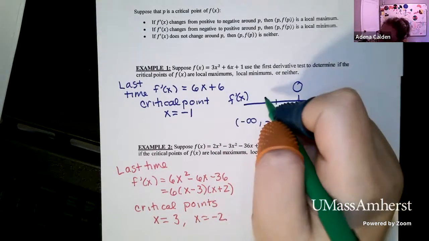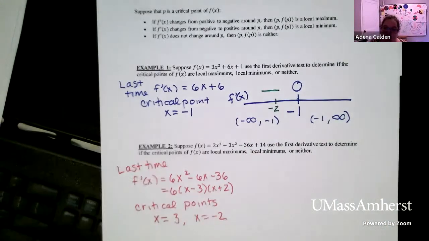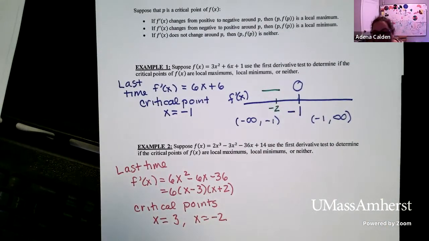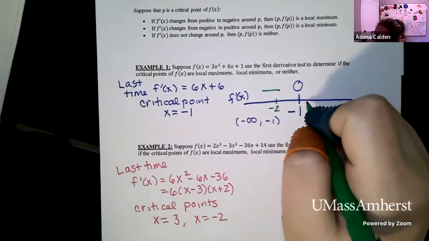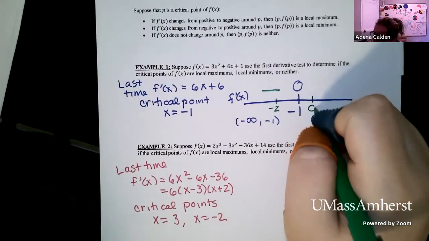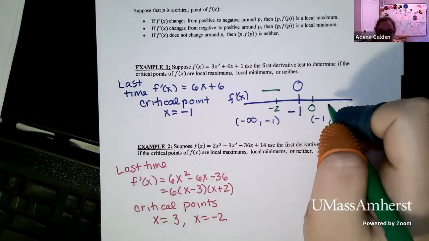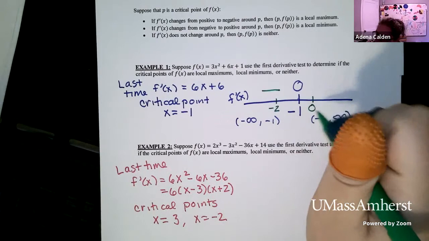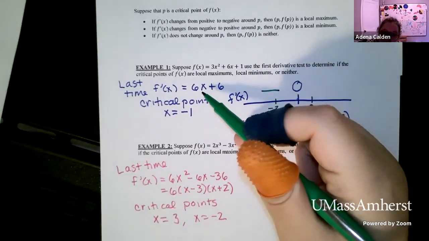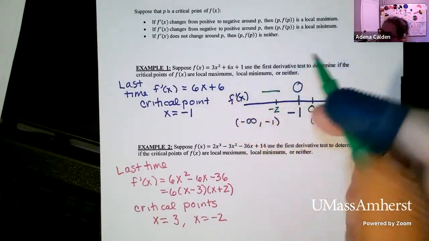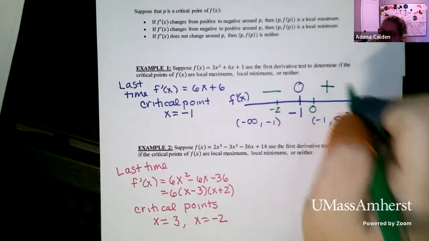The 6 isn't important, the negative is. Okay. So then I also want to test something to the right of -1. So I'm going to pick 0. You could pick 1, you could pick 2, anything over here to the right. When I plug this in here, 6 times 0 is 0, plus 6 gives me +6.